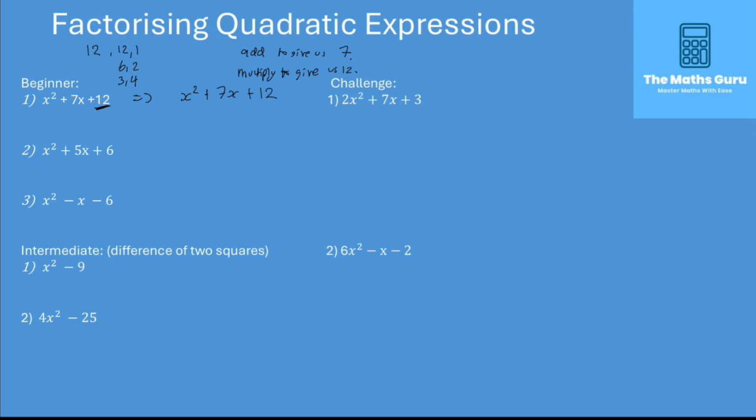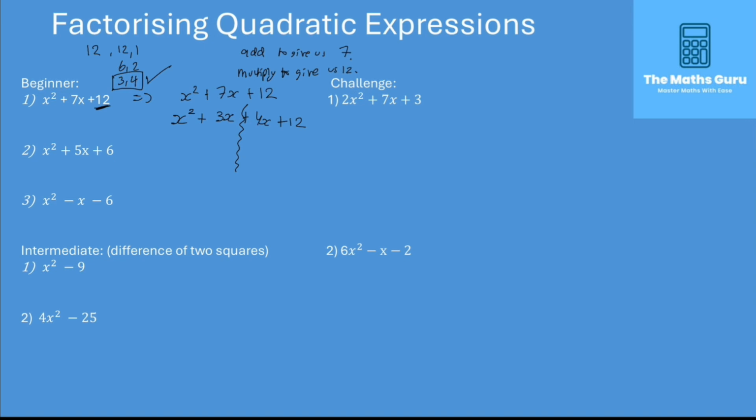And we need to get two numbers that add to give us 7. The only pair that gives us this is our 3 and 4 here. So we know that it's going to be 3 and 4 as the pair. So then we rewrite this as x squared plus 3x plus 4x plus 12. And then what we do is we draw a line going down the middle like that, and we factorize each one individually.